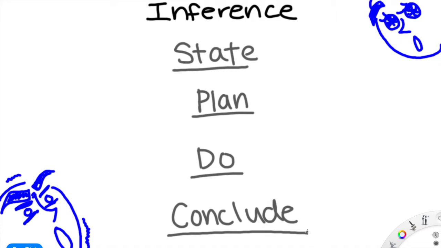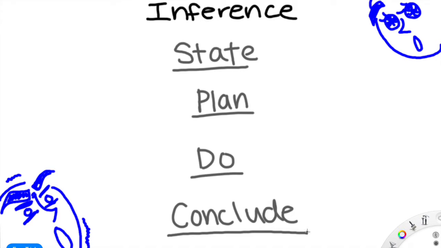To determine whether a specified value of the slope beta is plausible, we can also perform a significance test, following the state, plan, do, conclude setup. First of all, we must specify the hypotheses. Generally, the null hypothesis is beta equals 0, meaning that there is no linear relationship between x and y. The alternative hypothesis is beta is not equal to 0, or beta is less than or greater than 0. Remember to define beta in context.